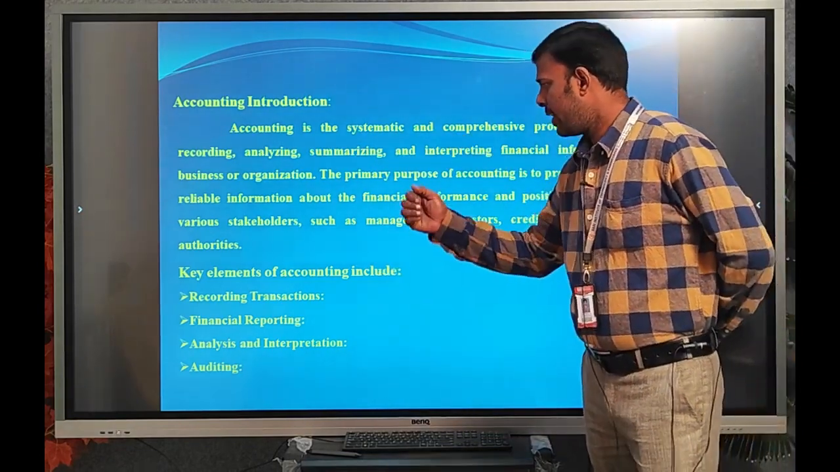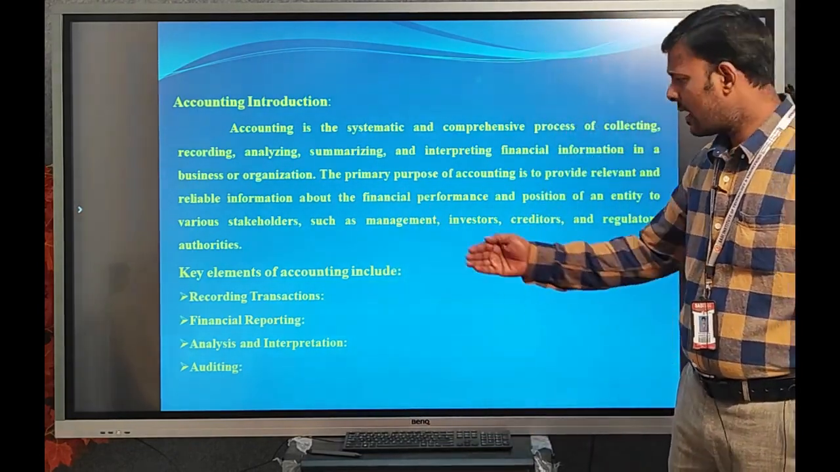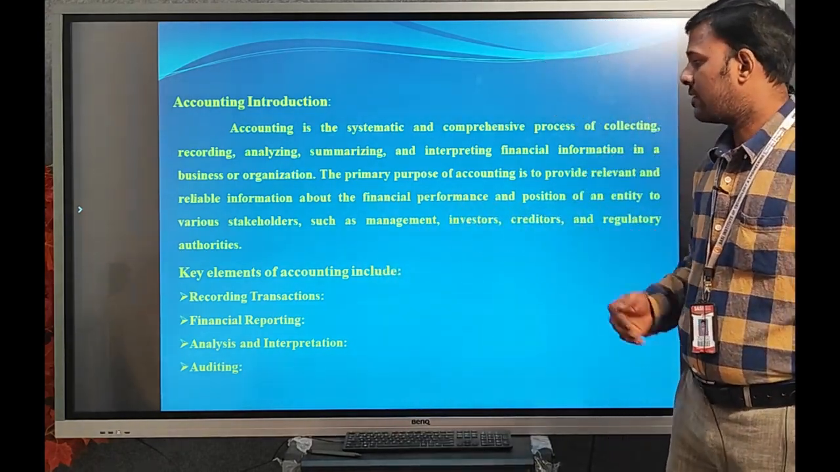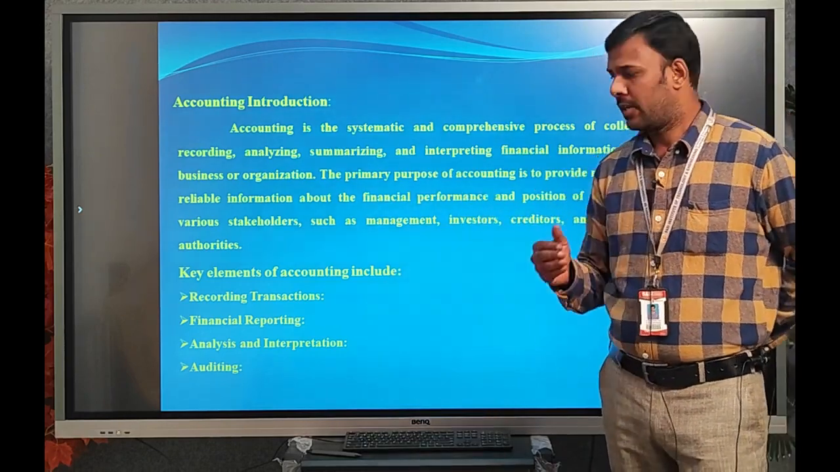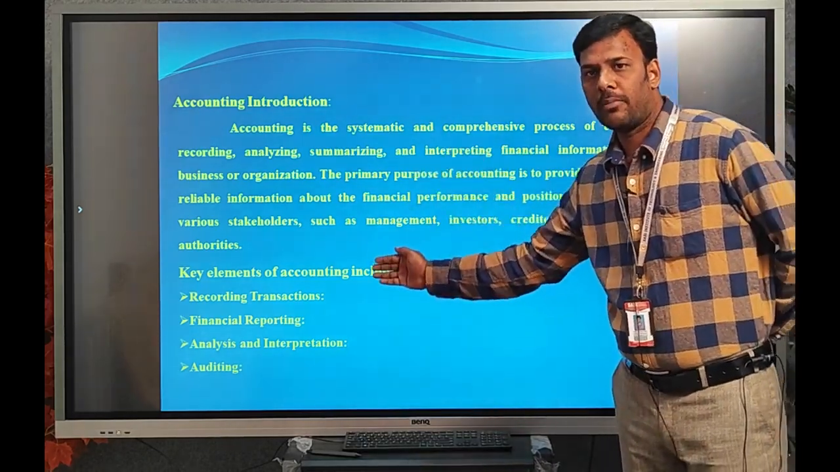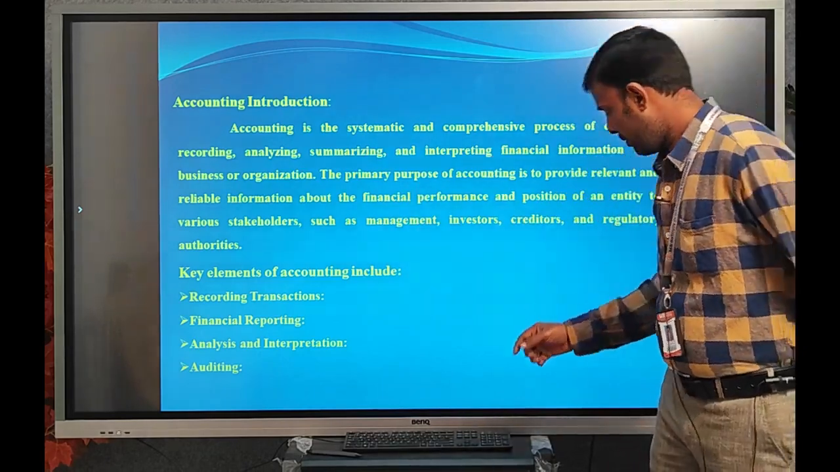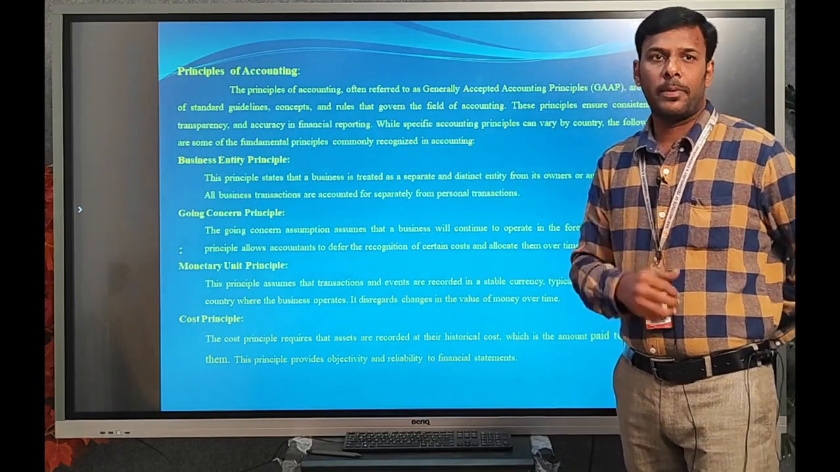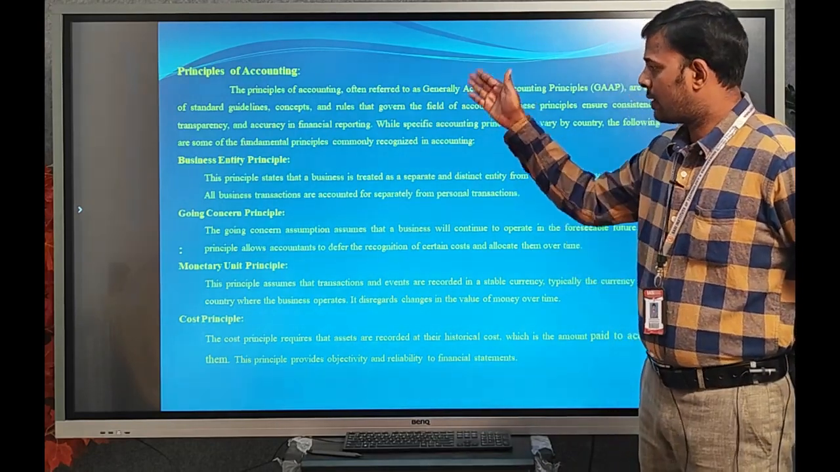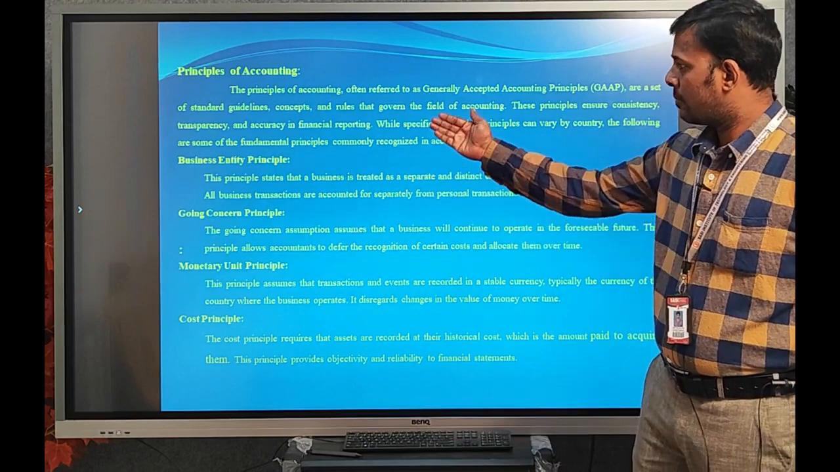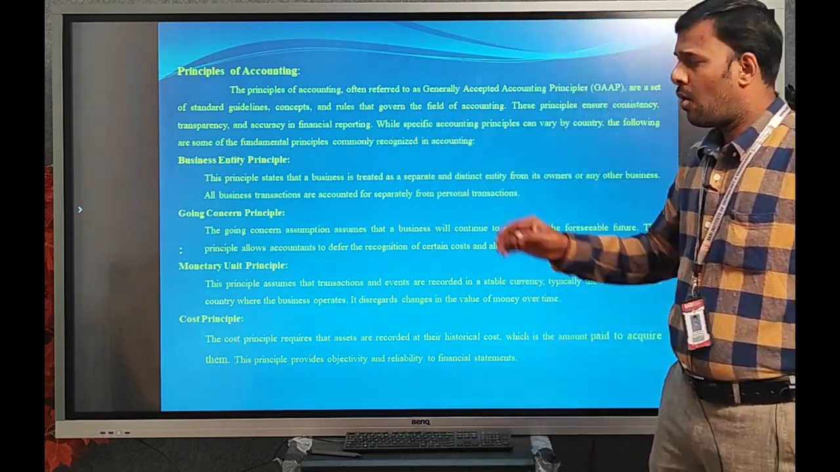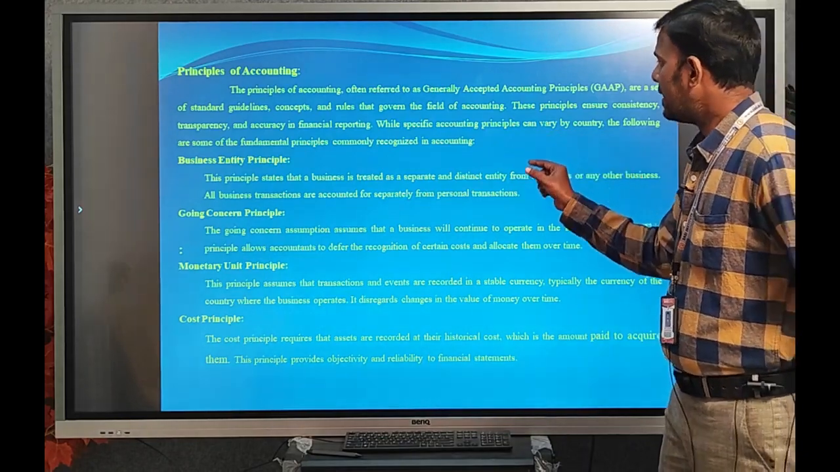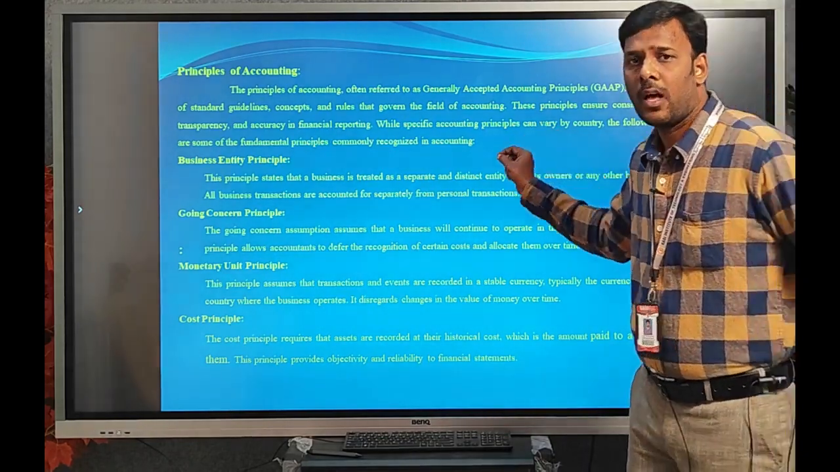Here there are key elements of accounting: recording transactions, financial reporting, analysis and interpretation, and finally auditing. We need to do all these elements in the accounting process. Now we'll see what the principles of accounting are. While preparing accounts, we need to follow the basic principles, called the business entity principle. Whatever transaction happens in the organization has to be clearly treated as a separate entity of accounts.